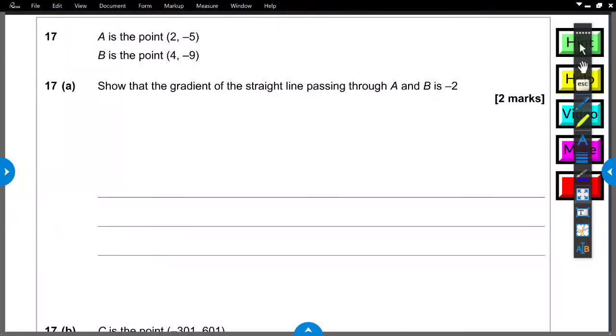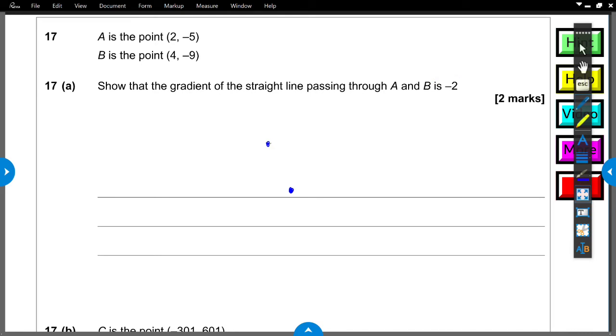If we were to do a rough sketch in free space, and we pick the points (2, -5), we could put that about there. Then the point (4, -9), we go across 2 from there, and go down to -9, that's going to be 4 jumps down. So you can already see that the gradient going through these two lines is going to be quite steep, it's going to be negative. So it's plausible that it's a gradient of -2.